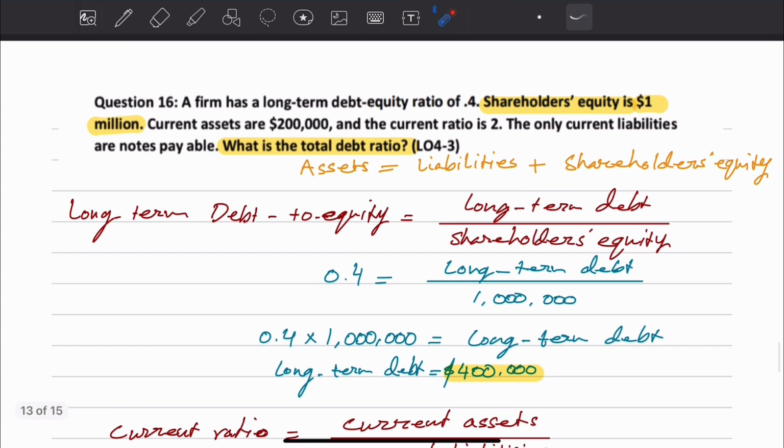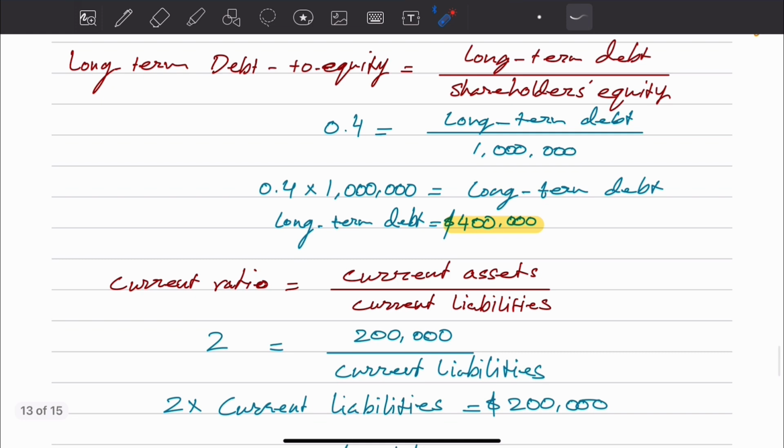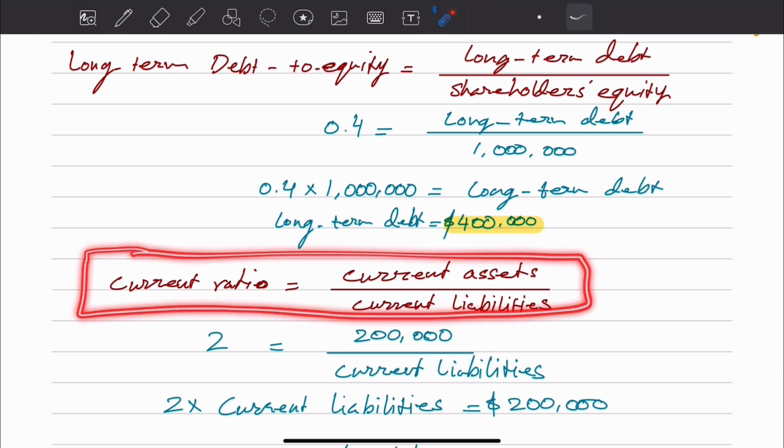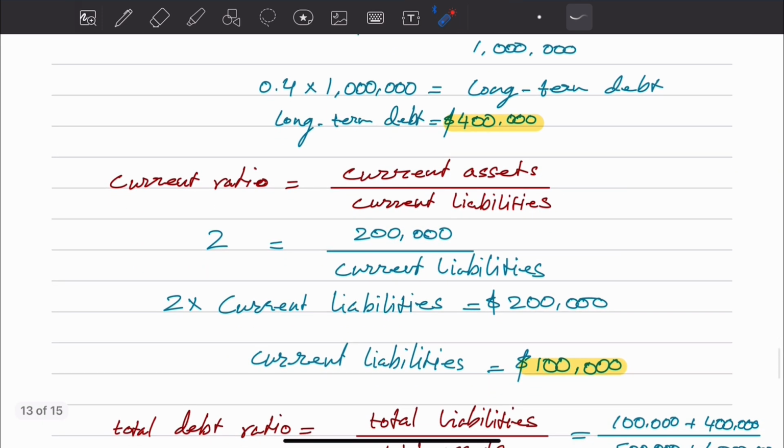Okay? Now we know the long-term debt for the company, we need the short-term or the current liability. We have another piece of information here that tells us that the company's current ratio is 2 and their current assets is 200,000. So again, we took advantage of this piece of information, knowing that the current ratio is calculated by dividing the current assets by the current liabilities. And since we know that the current ratio is 2, and we know that their current assets is 200,000, we can work with the formula to find the current liabilities, which turned out to be 100,000.